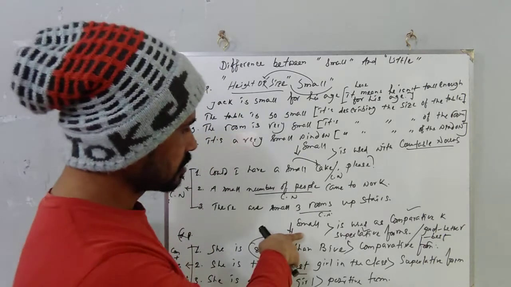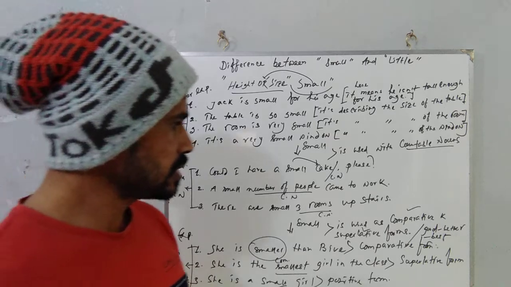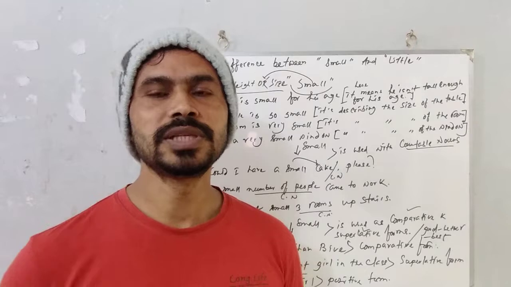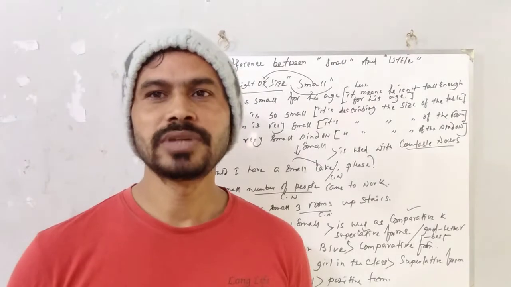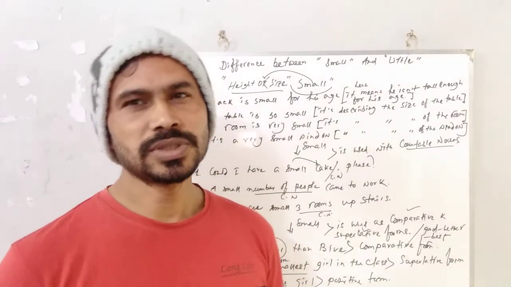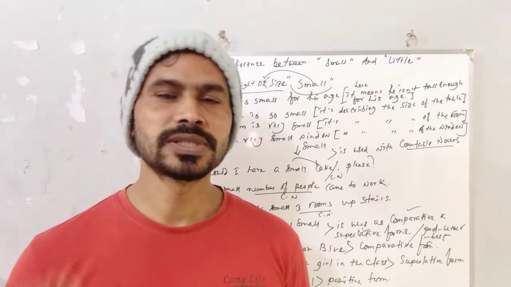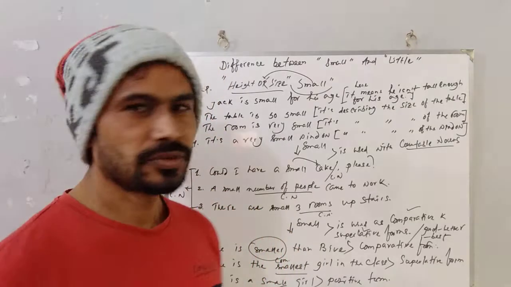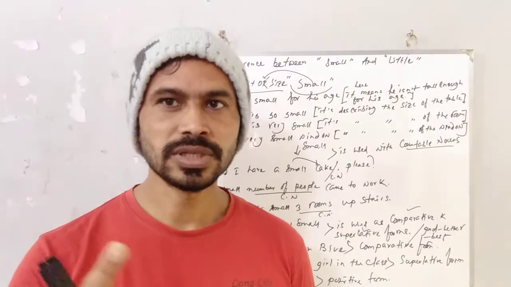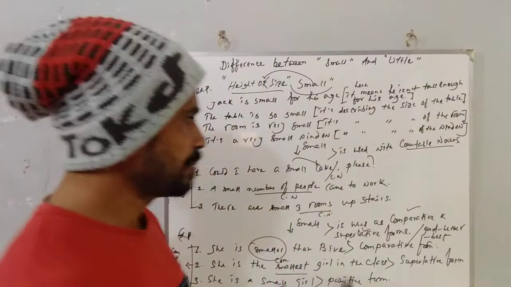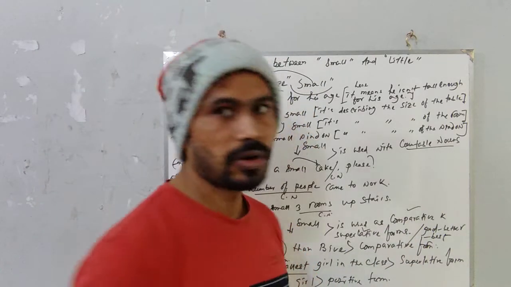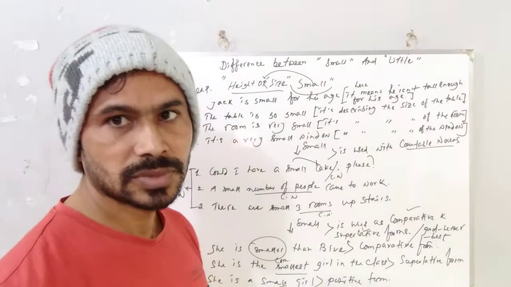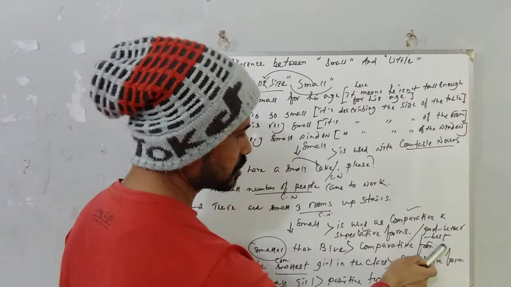So my friends, next here you can see small is also used as a degree of adjective. Means positive, comparative, and superlative. I will discuss degrees of adjective later. For short understanding, I have mentioned here good, positive form or positive degree, and better, comparative form, and best, superlative form.